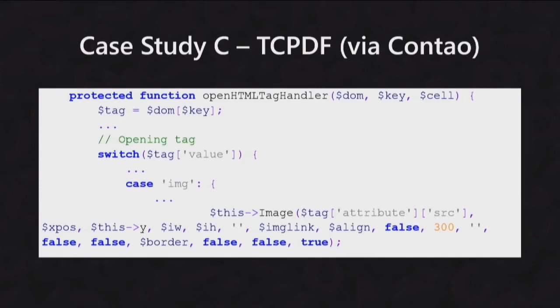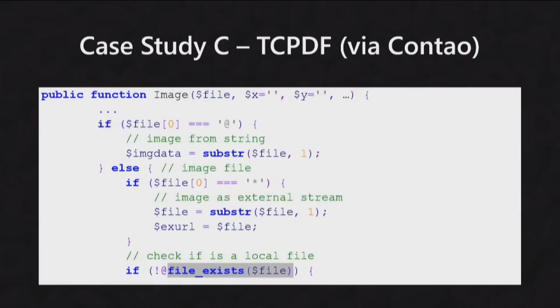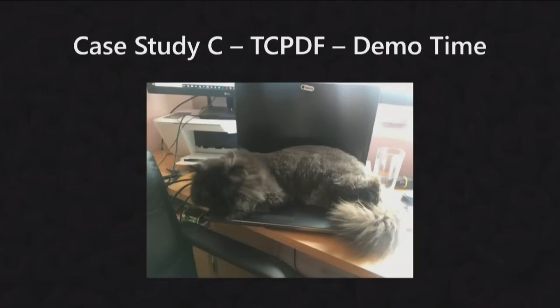So the vulnerability here is really simple. The library has an HTML tag handler, and if it encounters an image tag, it calls this other function, image. This does various stuff, but eventually falls through to calling file exists on the path that's been supplied. So let's have a look at the demo for that.